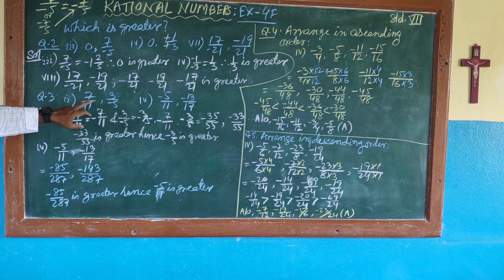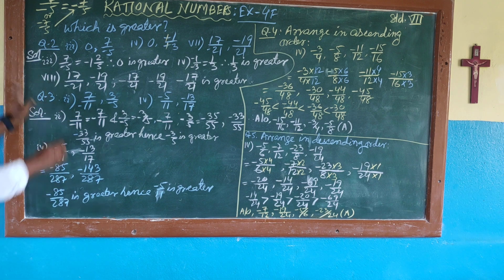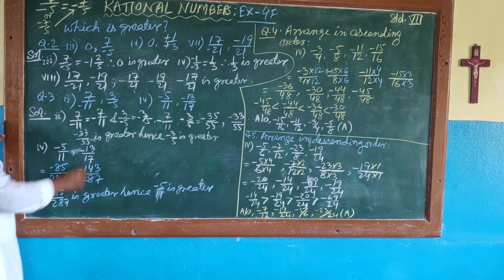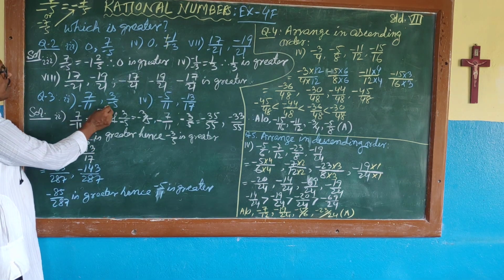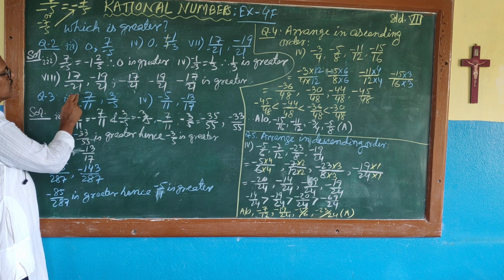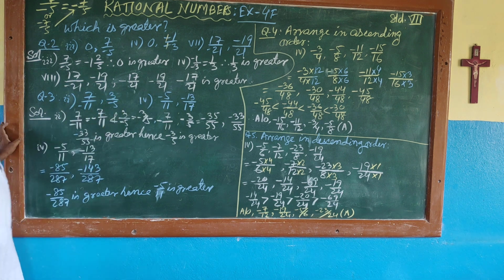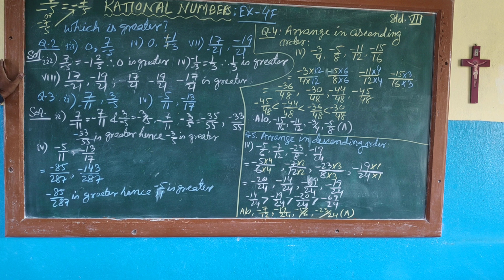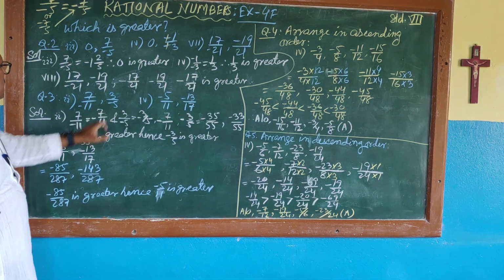Now we go to question number 3, which is greater among the two fractions. You can go for the cross multiplication, there is no problem. That is possible also, you can go for it. See, you get minus 35 and minus 33. Minus 35 and minus 33, which is greater? Definitely minus 33 is greater, therefore this will be greater.